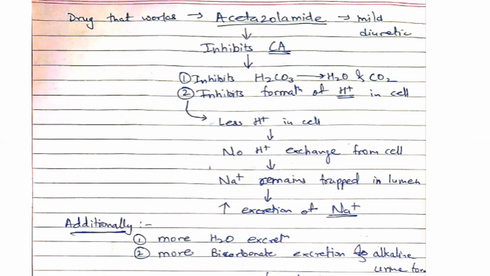What are the additional effects? Here, sodium is not going, water won't go, so water excretion will also occur. More bicarbonate excretion will also occur. So this way we conclude about acetazolamide, that is, the carbonic anhydrase inhibitor.